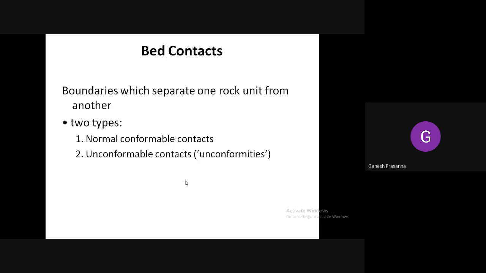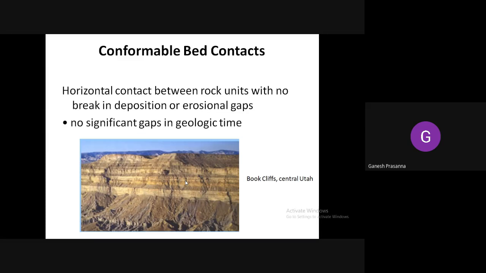Coming to the bed contact, the boundaries which separate one rock unit from another are called bed contacts. There are usually two types: normal conformable beds and unconformable contacts, or unconformities. Conformable beds are a horizontal contact between two rock units with no break in deposition or erosional gaps. It is continuously formed without any breakage in the time of deposition, so there are no significant gaps in geological time.